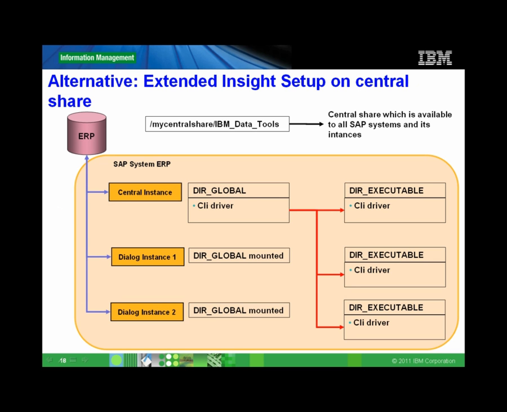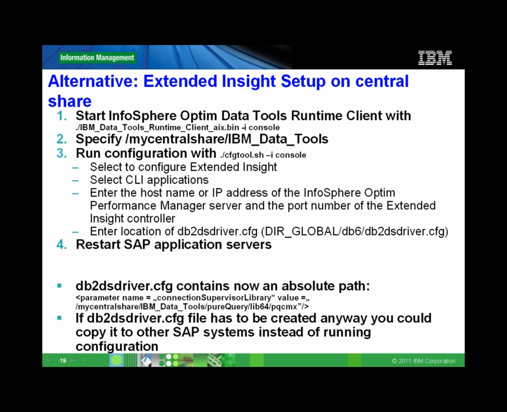If you have a central share in your SAP environment, which is available to each application server instance, the central instance and all dialog instances, you can also install the Extended Insight client software on this share. Like this, the copy mechanism is not needed. Furthermore, you can use the centrally available Extended Insight client software for all SAP systems.